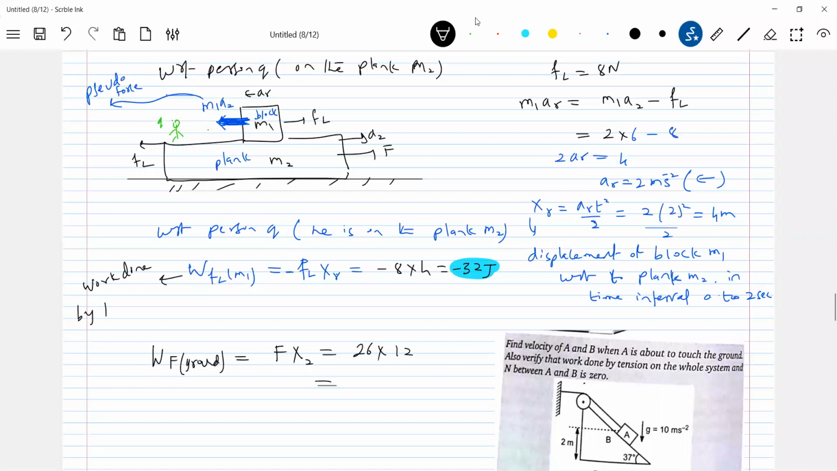Work done by friction on the block M1 with respect to plank M2.